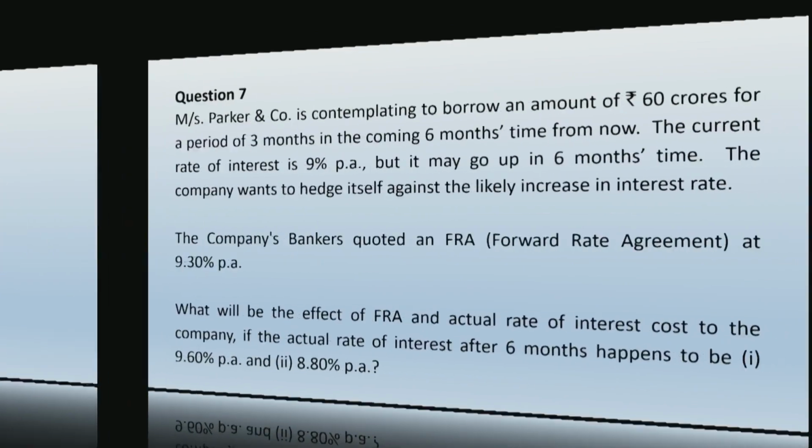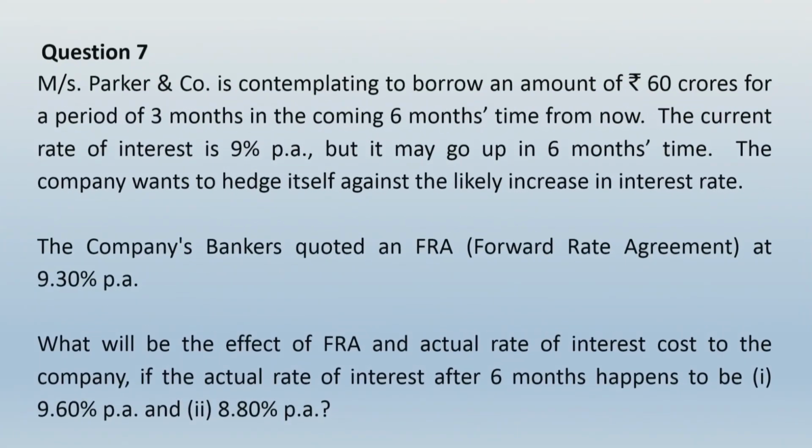Let us read this question. Messrs. Parker and Company is contemplating to borrow an amount of rupees 60 crores for a period of 3 months in the coming 6 months time from now. The current rate of interest is 9% per annum, but it may go up in 6 months time. The company wants to hedge itself against the likely increase in interest rate. The company's banker quoted an FRA at 9.3% per annum.